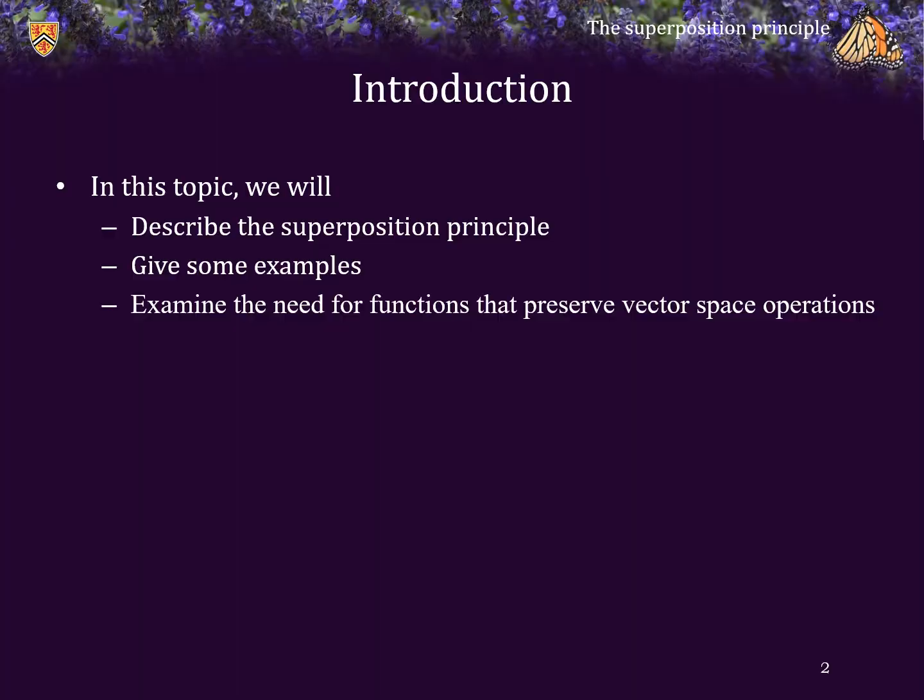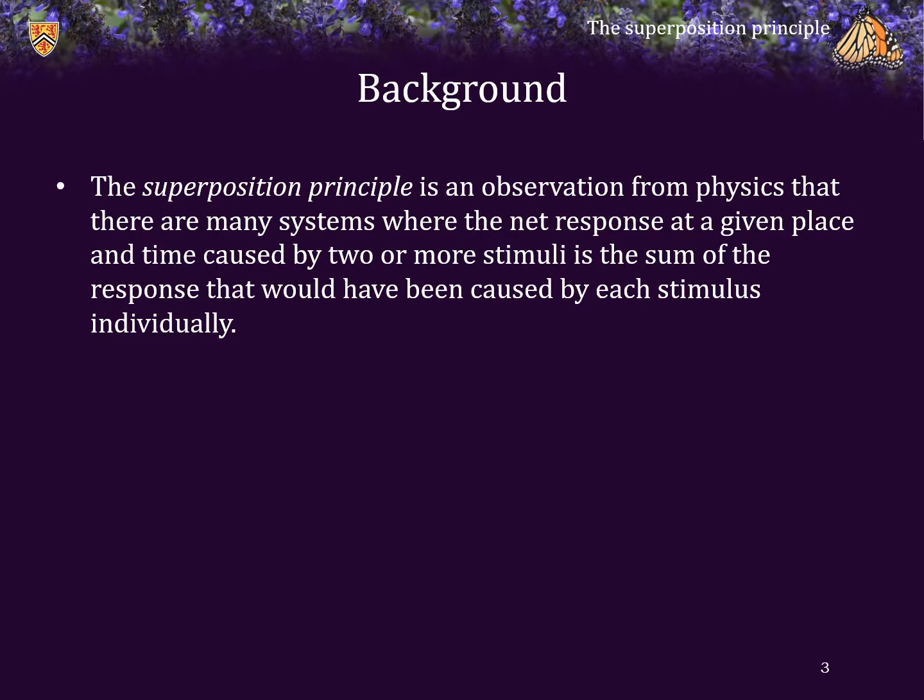So in this topic, we will describe the superposition principle, give some examples, and examine the need for functions that preserve vector space operations. So, from Wikipedia, the superposition principle is an observation from physics that there are many systems where the net response at a given place and time caused by two or more stimuli is the sum of the response that would have been caused by each stimulus individually.